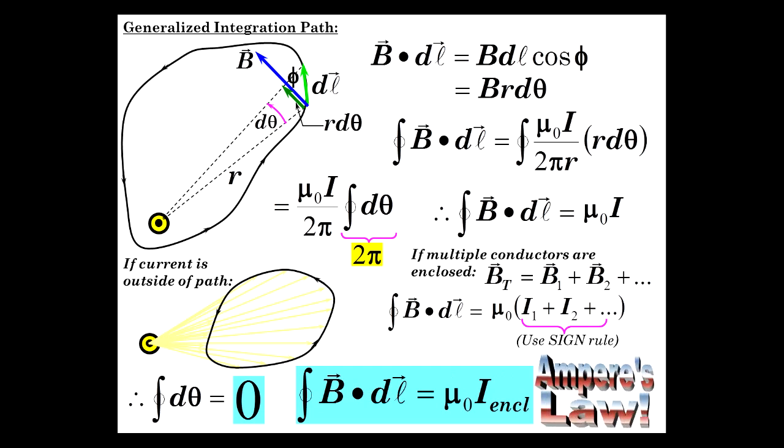And then we have our final result for Ampere's law. And there it is. Closed integral of B dot dl is mu 0 I enclosed. So the only thing changed is we just added this enclosed. How much current is enclosed by the path? And we have our final result.